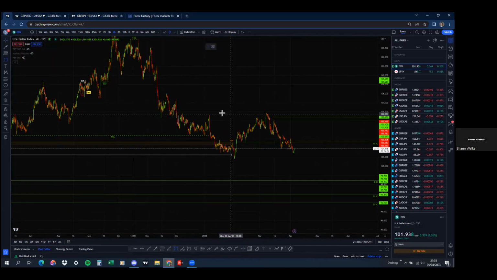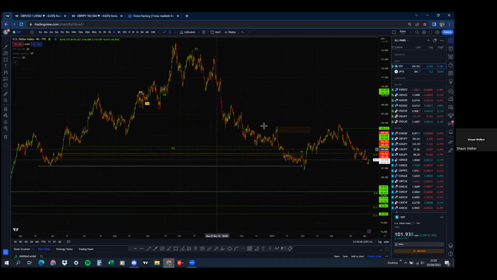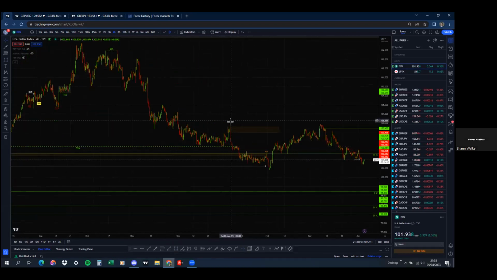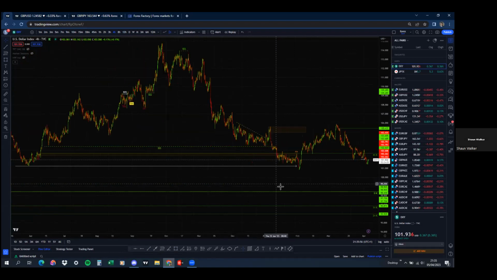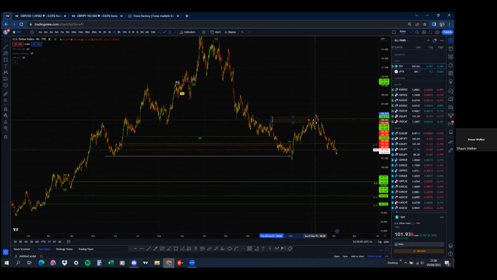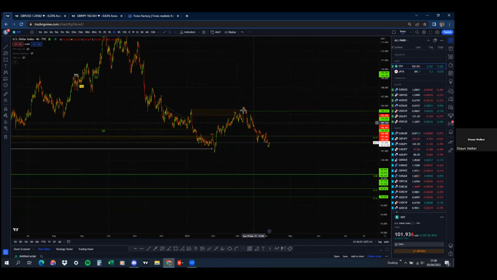So the first POI that springs to mind is this here, because what this has done, it's pushed up and took out all these trend line traders before moving down. So you could be looking for sells around this area on the DXY, which would obviously mean you'd be looking for buys on Euro USD, GBP USD, AUD USD, NZD USD, and then you'd be looking to sell these three.